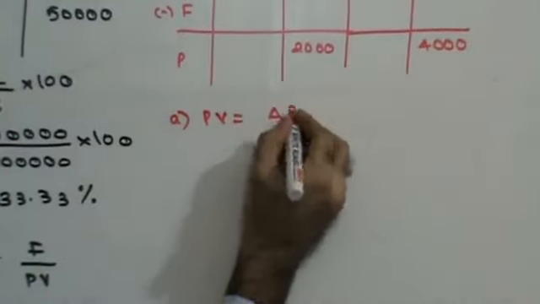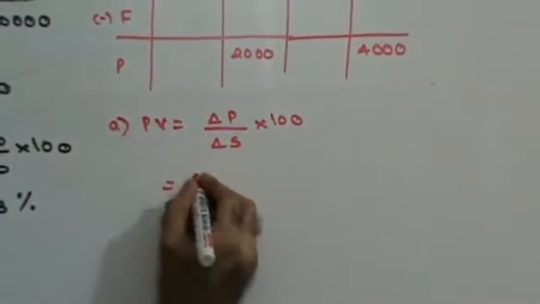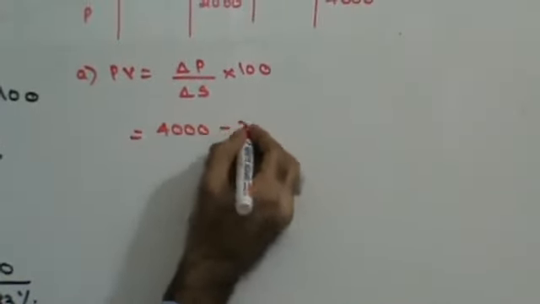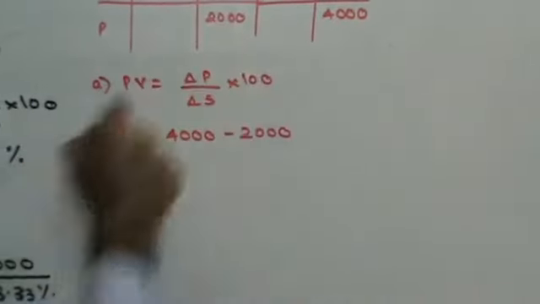First thing, I can say PV is change in profit upon change in sales into 100. How much is change in profit? 4,000 minus 2,000. Second period profit 4,000. First period profit 2,000.